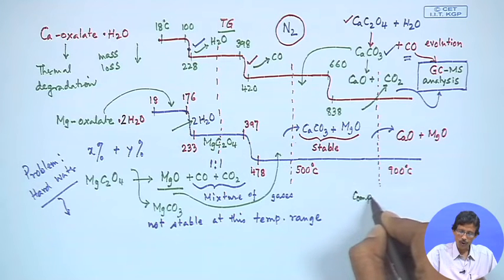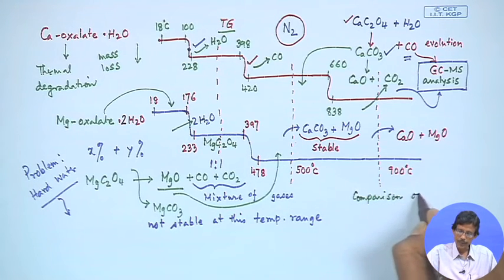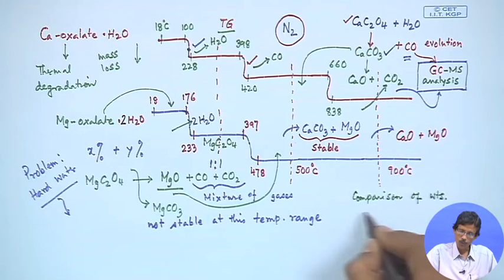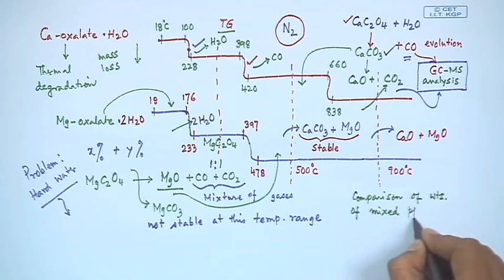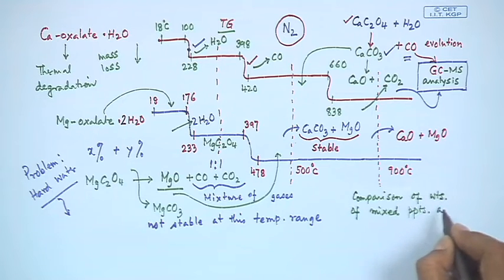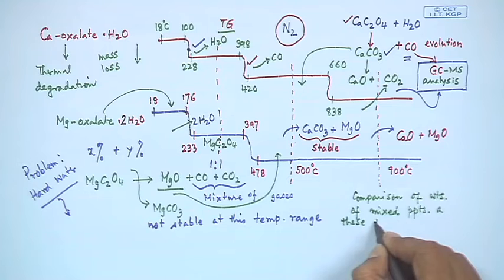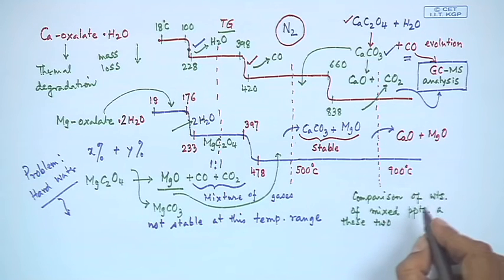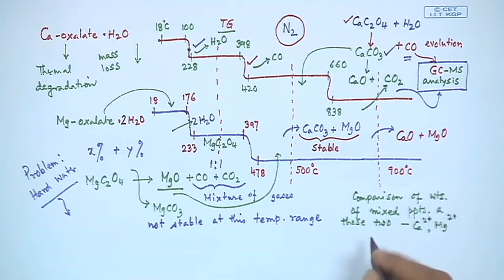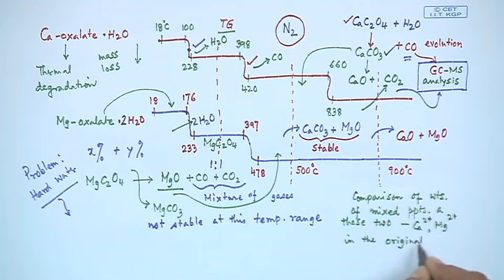So, if we go for comparison of weights of mixed precipitates at these two temperatures, that means 500 degree centigrade and 900 degree centigrade, those two temperatures will permit us to determine the content of both, that means the calcium 2 plus as well as magnesium 2 plus content in the original sample.